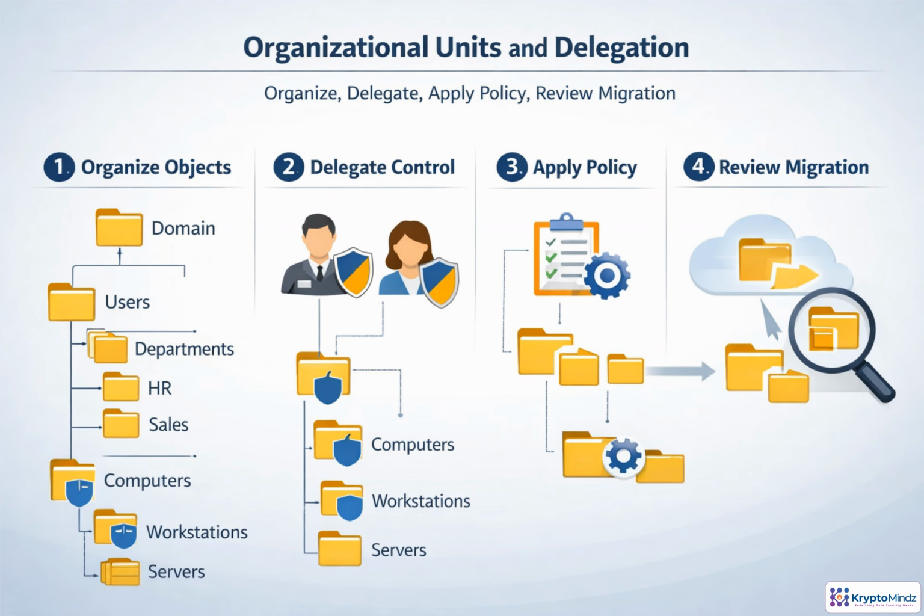Organizational units are where Active Directory structure becomes operational. You group related users and computers into containers that match how the business works, such as departments, workstations, or servers. Once objects are organized, you can delegate control without handing over full domain admin rights. For example, a help desk team might reset passwords only for one department. OUs also become policy targets, letting group policy apply settings consistently. During migration, this structure deserves careful review, because messy delegation or outdated OUs can carry old operational problems into the new environment.